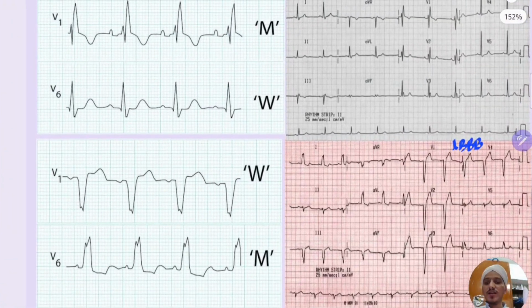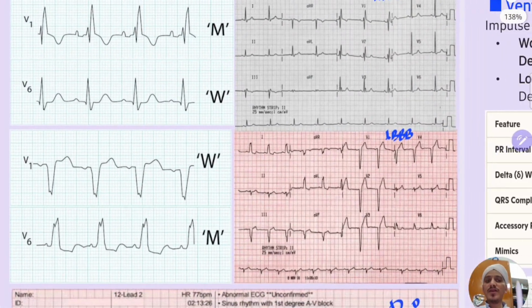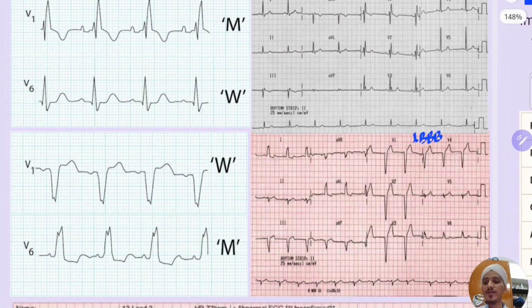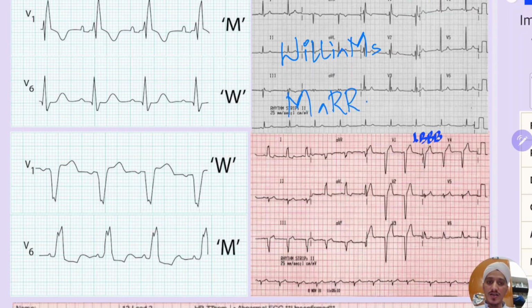One mnemonic I will say to remember complete bundle branch block. I discussed the mnemonic in the topic of arrhythmias also, in general considerations and mastering of arrhythmias. So remember the mnemonic WiLLiaM MaRRoW: Williams and Marrow. This is left.